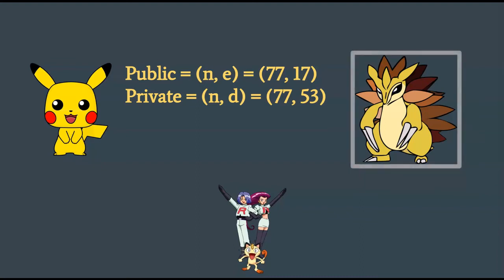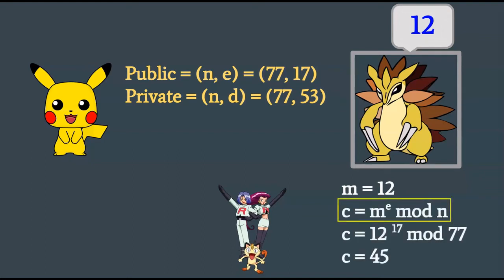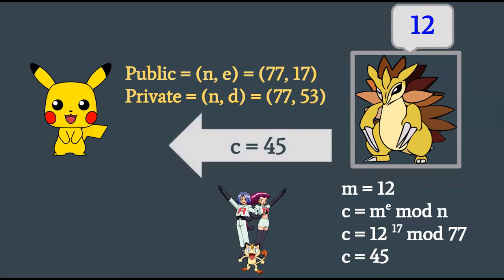Now suppose the sand Pokemon on the right wants to send a message in the form of a number to Pikachu. The secret number that the Pokemon wants to send has to be smaller than n. Let's suppose he picks 12, because he's a Seahawks fan. In this case, the value of the message to send, or m, is 12. The Pokemon uses an encryption function to encrypt the message using the public key. Using the encryption function and the values of the public key, n and e, the encrypted value, 45, is generated. That number is sent to Pikachu.